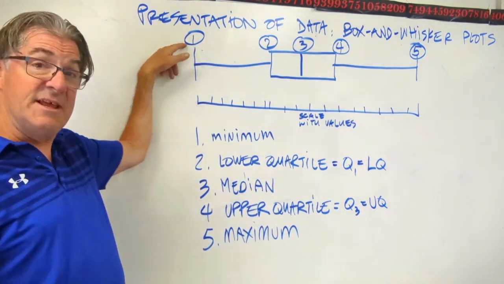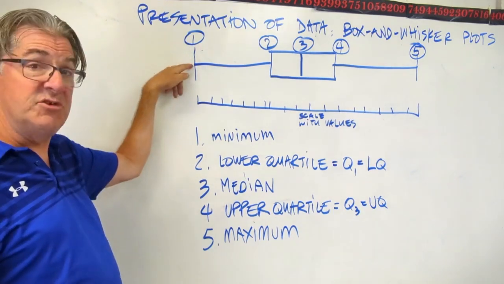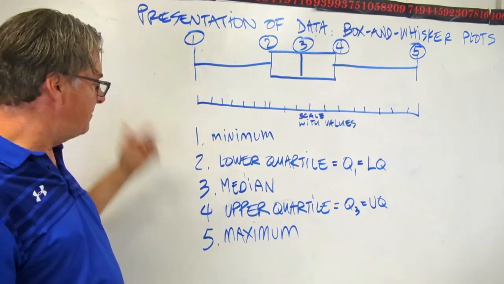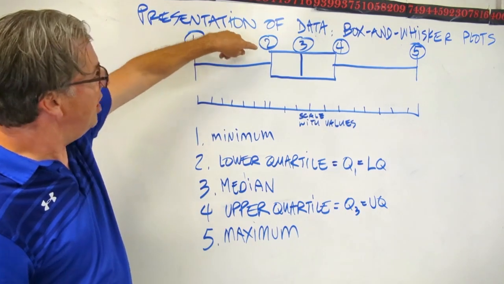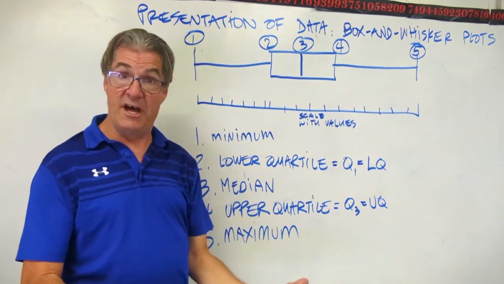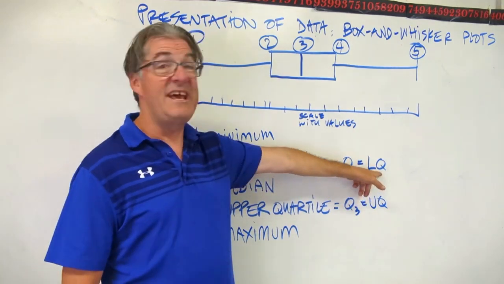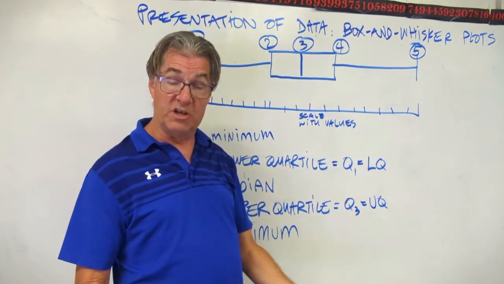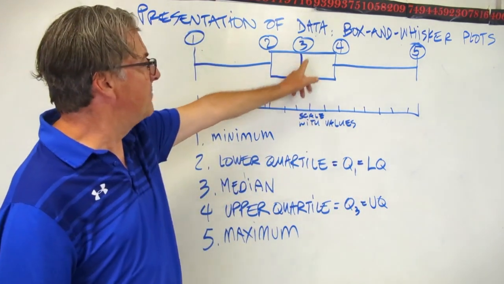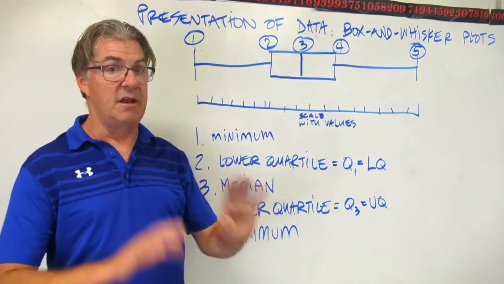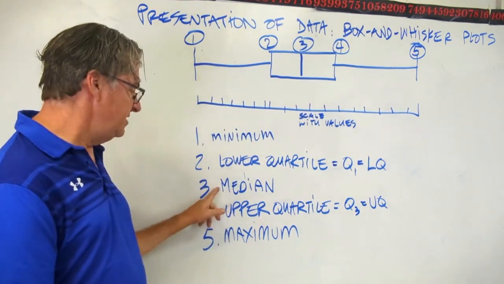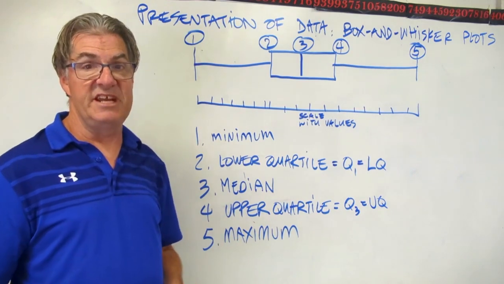1, this is the minimum. This is the lowest value in the data set, pretty simple. 2 is the lower quartile, or Q1. So that's the lower quartile, Q1, we've used that. We can also use LQ for lower quartile. The third number, that's the median, not the mean, but the median. So that's the middle value of the data set.